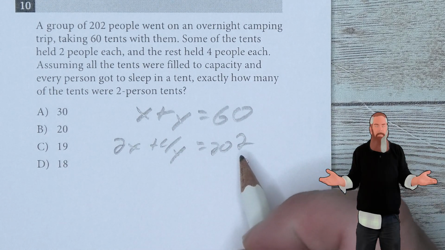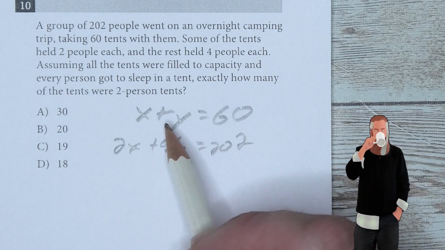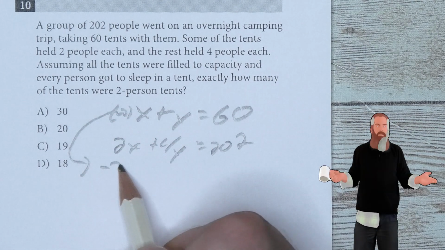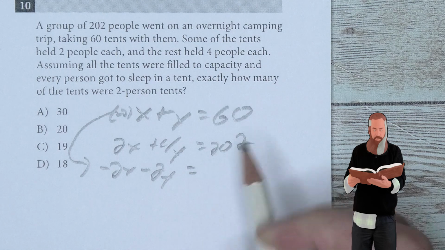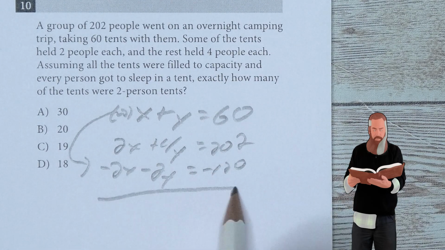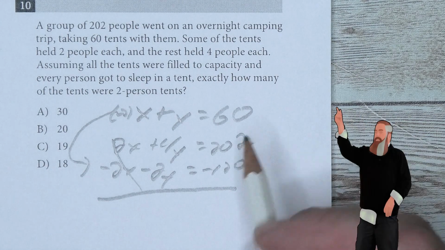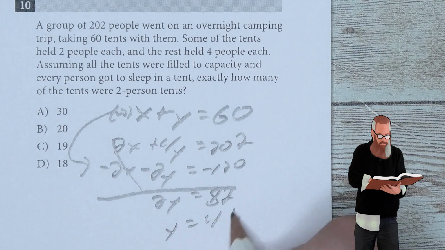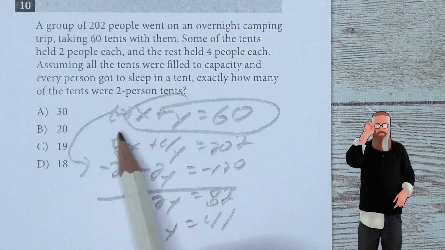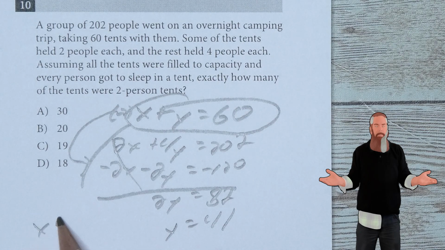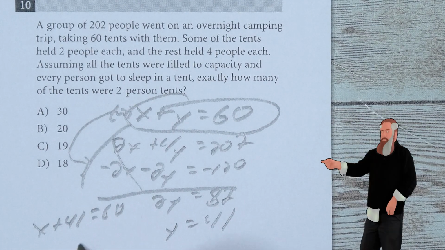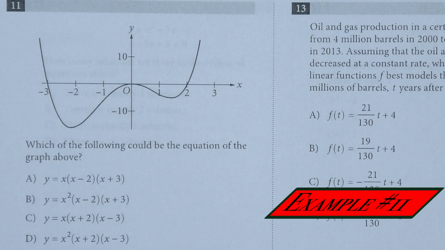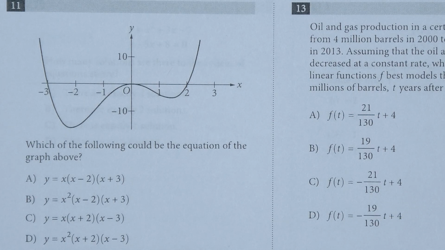So how about I multiply the top equation by a negative 2? That would give me negative 2x minus 2y is equal to negative 120. Combine both of these equations, canceling out the x's, giving me 2y is equal to 82, or y is 41. That means, considering this equation right here, that x plus 41 is equal to 60, meaning x is 19. C is the answer.